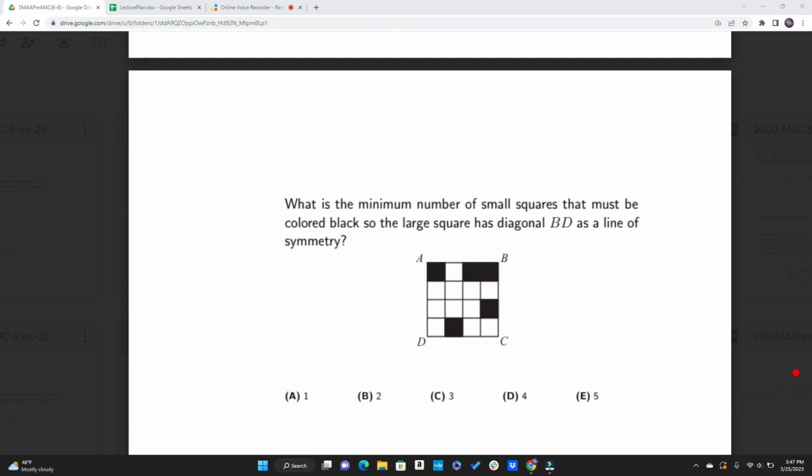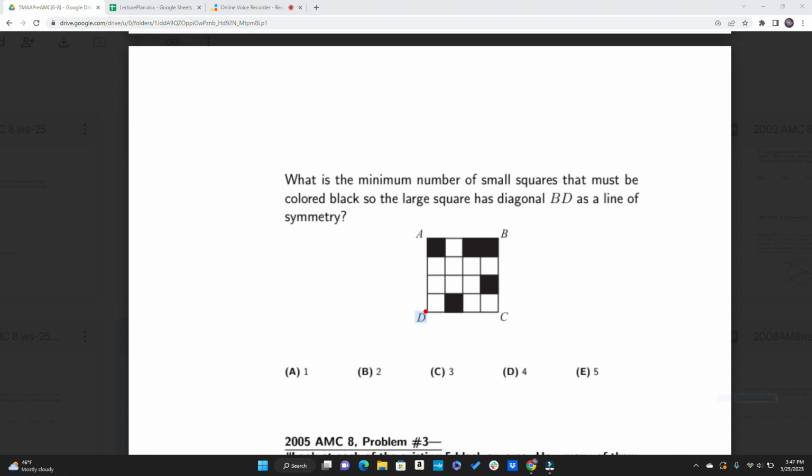What's the minimum number of small squares that must be colored black so a large square has diagonal BD as a line of symmetry? So we want this line as a line of symmetry. Okay, that means that if you folded the paper on that line and then flattened the paper together, it should look the same on both sides, right? And that might be a little hard to visualize, but basically you'll get it with practice, right?